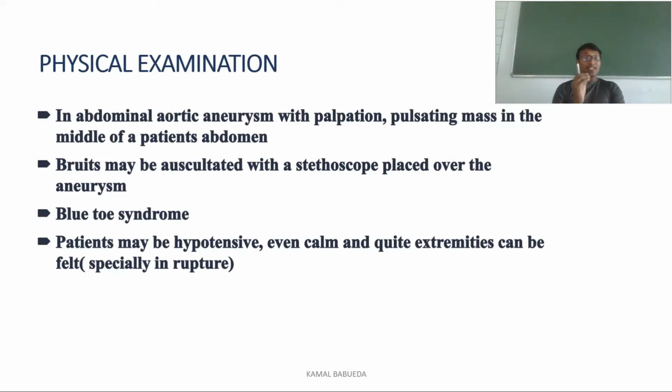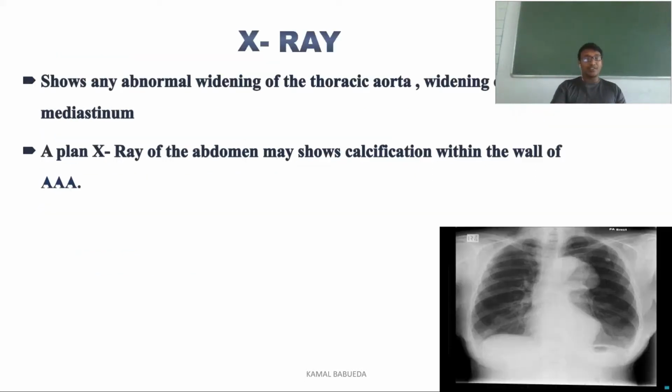In case of abdominal aortic aneurysm, with palpation you can identify a pulsating mass in the middle of the patient's abdomen, and you can also hear bruits. Whenever you place your stethoscope on the aneurysm, you can hear the bruit sound. You can also see blue toe syndrome, and patients may be hypotensive with clammy and cold extremities. You can find these when the aneurysm has ruptured. So this is the physical examination.